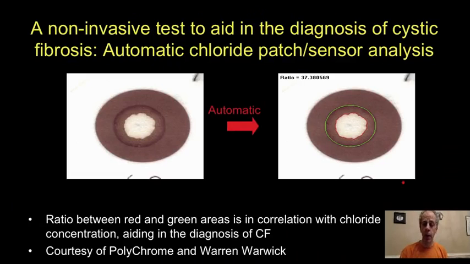Let's see another example. Here is another example in the area of cystic fibrosis. And without going into too many details, this is a patch that is basically put on the skin, and it basically measures the amount of sweat and the concentration of chloride in the sweat. And the basic idea, the challenge here, is to detect this curve and detect this curve and compute the ratio of the areas that are inside this curve and inside this curve.